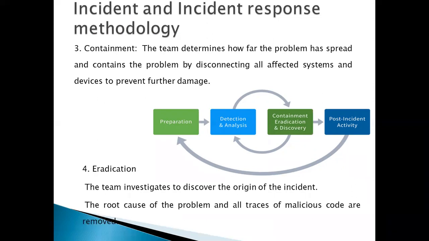The third phase is containment. I think you are all aware of the word containment due to the COVID situation. Containment is the isolation of a particular area. Here, isolation of particular devices, properties or problems is called containment. The team determines how far the problem has spread and contains it by disconnecting all affected systems and devices to prevent further damage. If two systems get affected by a virus, the systems should be disconnected from the internet or network, so that the damage does not spread to other devices.